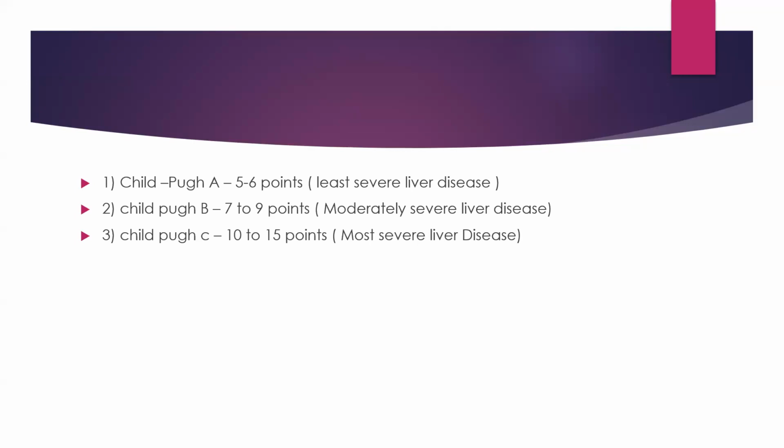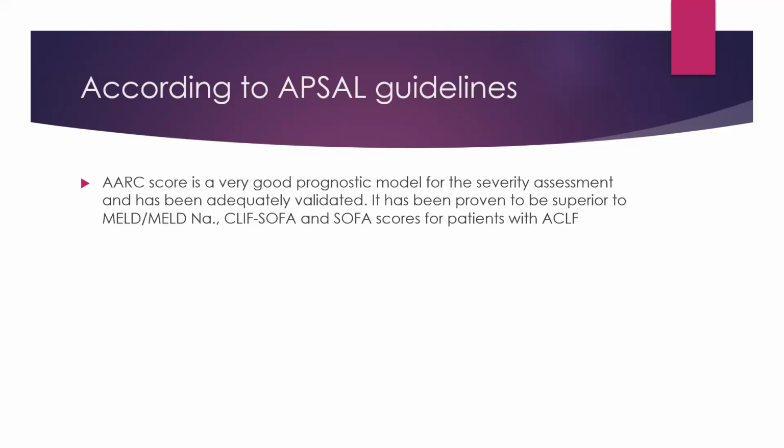Child-Pugh A, with 5 to 6 points, is the least severe liver disease. Child-Pugh B, with 7 to 9 points, is moderately severe liver disease. Child-Pugh C, with 10 to 15 points, is more severe liver disease.